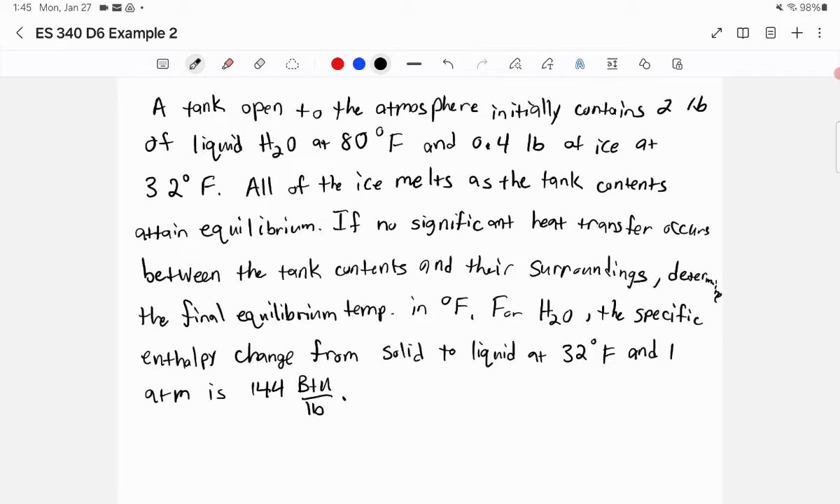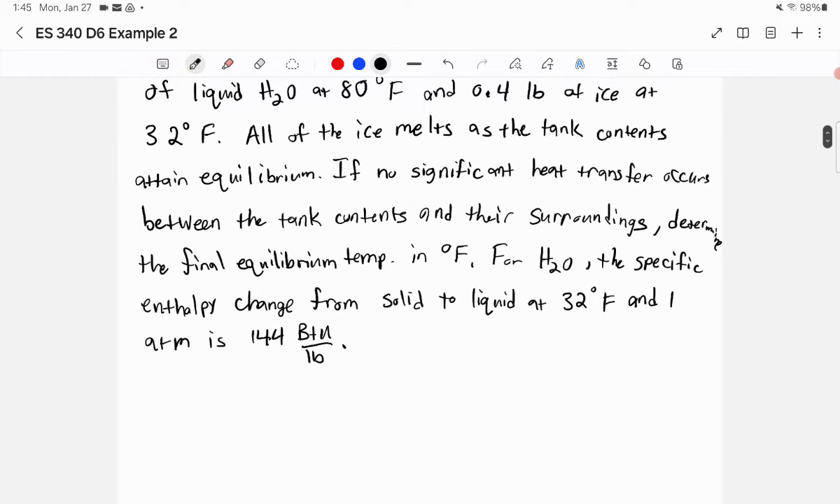All of the ice melts as the tank contents attain equilibrium if no significant heat transfer occurs between the tank contents and its surroundings. So now notice we're taking the system to be the ice plus the water, the 80 degree Fahrenheit water. That whole thing is the system. And so there's no heat exchange between the system and its environment is what we're assuming here. Determine the final equilibrium temperature in degrees Fahrenheit.